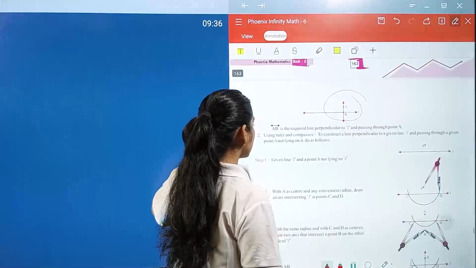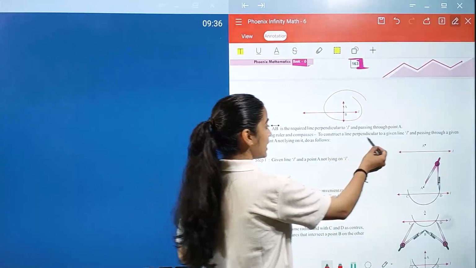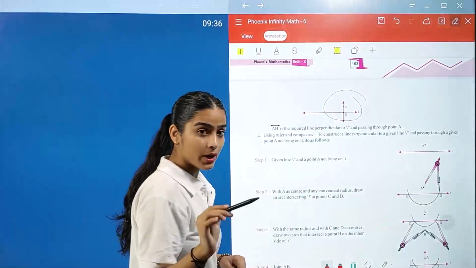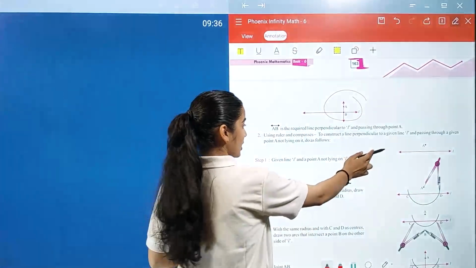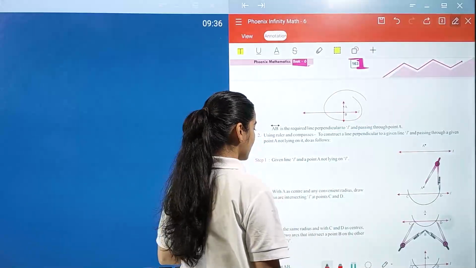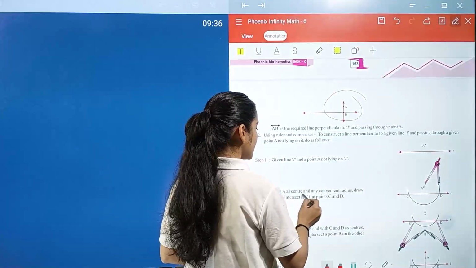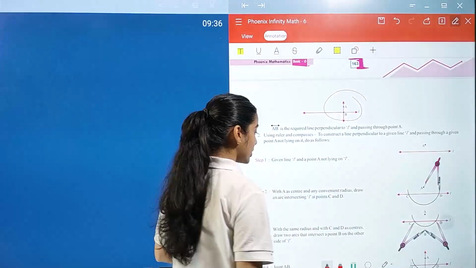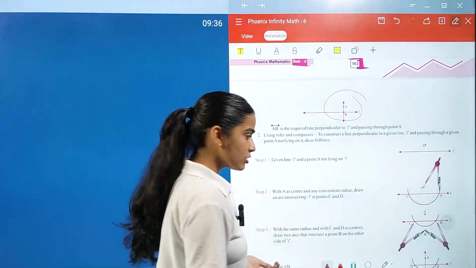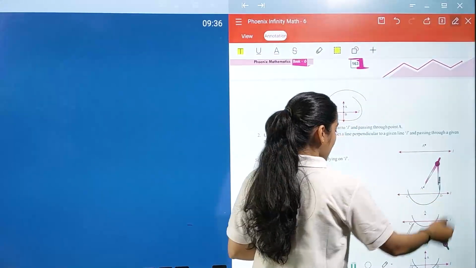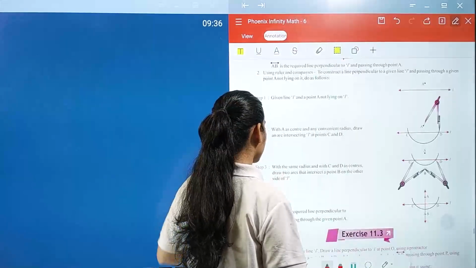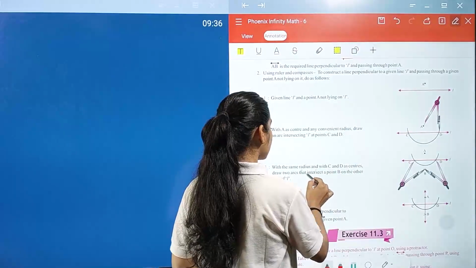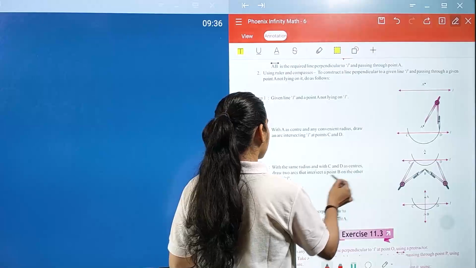Okay. Next, using ruler and compass to construct a line perpendicular to a given line L and passing through a given point A, not lying on it, do as follows. Here you have your line L, and here you have a point A which is not lying on line L. With A as center and any convenient radius, draw an arc intersecting L at points C and D. So you take any random measurement and intersect line L at 2 points. Then, with C and D as centers and an arc with the same radius, draw 2 arcs that intersect at point B on the other side of L.